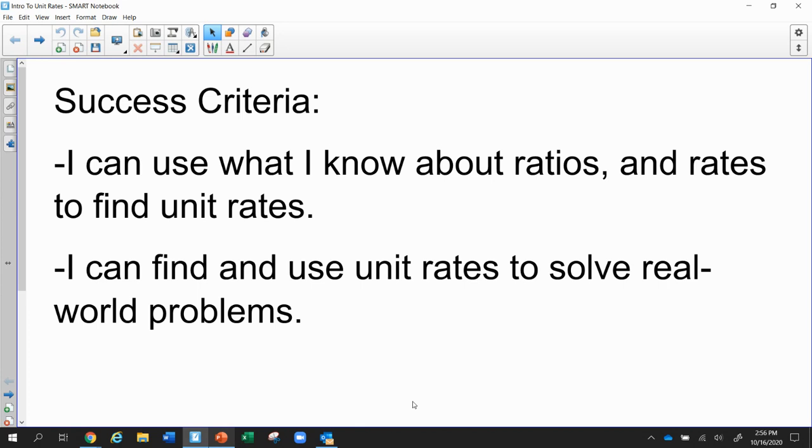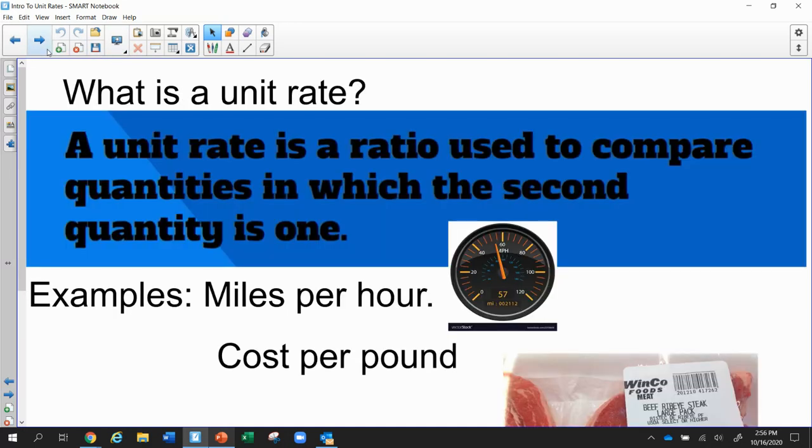Well, there might be a word on here we don't know. We probably know ratios and rates because we covered that in sixth grade. But what is a unit rate? A unit rate is a ratio used to compare quantities in which the second quantity is 1. So that sounds like a fancy definition.